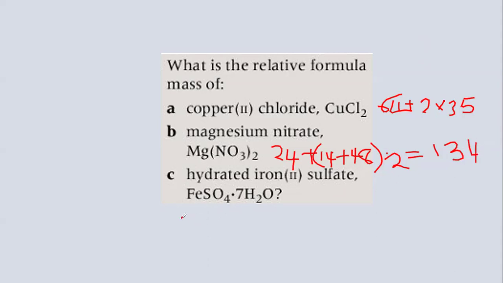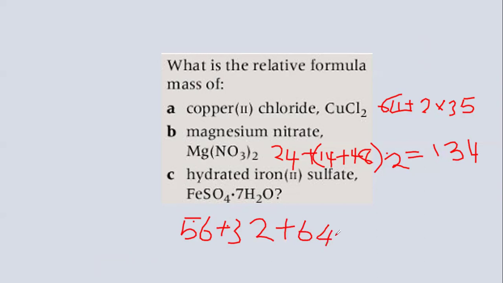Iron is 55.8, or 56. At your level, they will say 56. So we go for 56. Sulfur is 32. Oxygen is 16, and oxygen times 4 is 64.